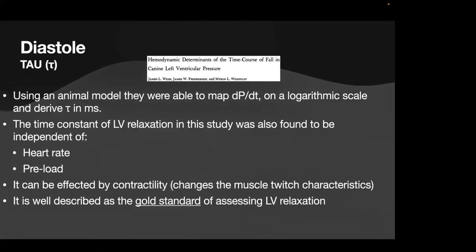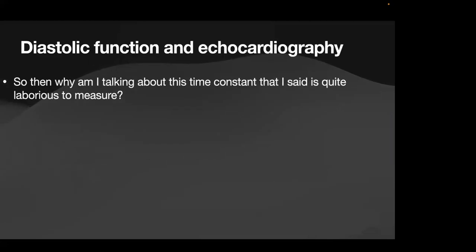And because it's so independent of your preload, separate to what we had seen previously with your E waves and your A waves and how they change depending on your preload, this became the gold standard, right? So the gold standard for assessing LV relaxation is tau, which is the time constant for LV relaxation. So then, any of you who are still listening to me are asking yourselves, well, why am I talking about this time constant? I told you it's really hard to measure. No, I'm pretty sure that most people haven't heard of the tau of their last patient that they saw or know what the time constant is.